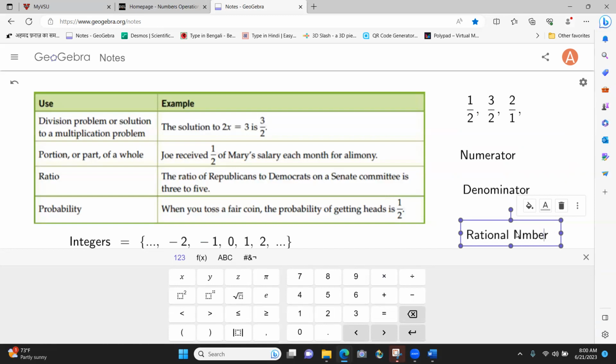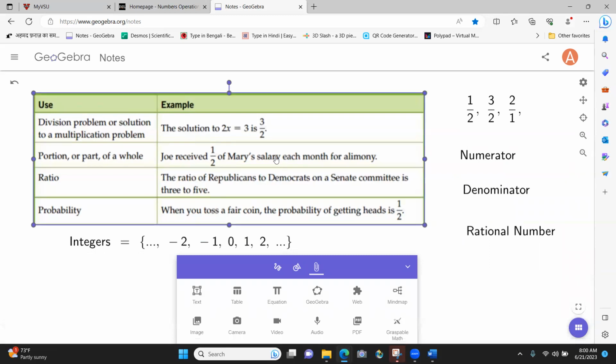All right. Now, here are some of the instances when we see a fraction. This is just a slide from chapter 6, section 1: division problem or solution to a multiplication problem. So if you have an equation, 2x equals 3, what's x? 3 over 2. Here we see a fraction. Joe received half of Mary's salary each month for alimony. So Joe got some money from Mary. He got half of what Mary made. So that half is a fraction.